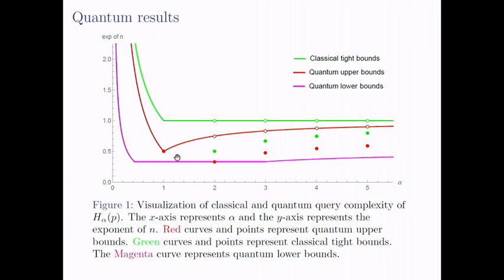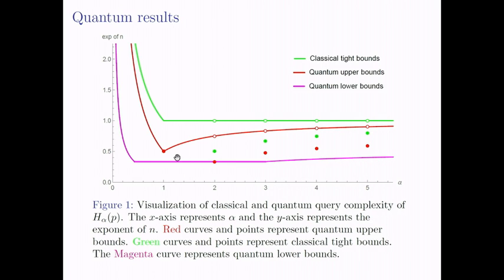So let me just describe this figure. What does it mean? The x-axis is alpha, and the y-axis represents the exponent of n for the algorithm. So if you look at y being 1, that means linear. Anything below this means sublinear, and above is superlinear. The green line is the classical bounds, because it's both the upper bound and the lower bound. You can see for any alpha bigger than 1, it's almost linear, except for those integer points, where you can do something better. And for anything smaller than 1, you have a superlinear function like this.